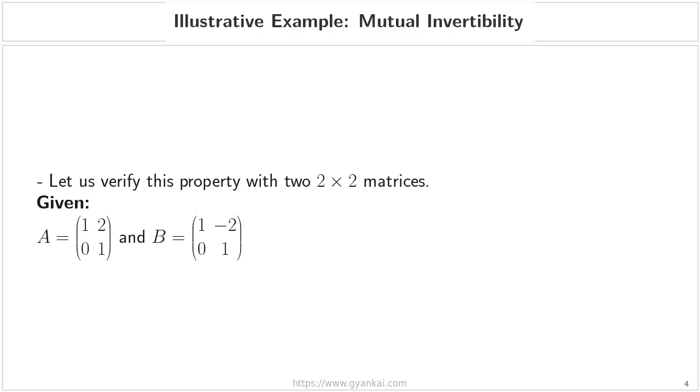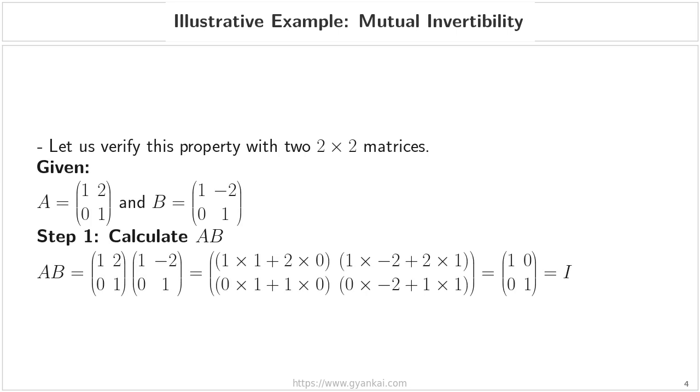Illustrative example, mutual invertibility. Now that we have discussed the theoretical concept of mutual invertibility, let us verify this property with a practical example using two 2x2 matrices. First, let us look at the matrices we are given. Matrix A consists of 1 and 2 in the first row and 0 and 1 in the second row. Matrix B consists of 1 and -2 in the first row and 0 and 1 in the second row.